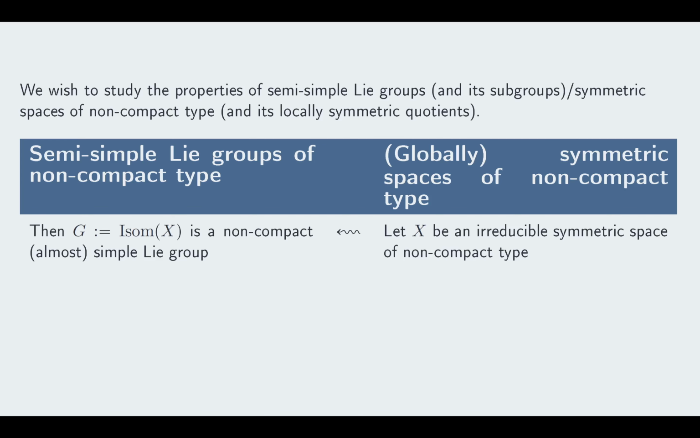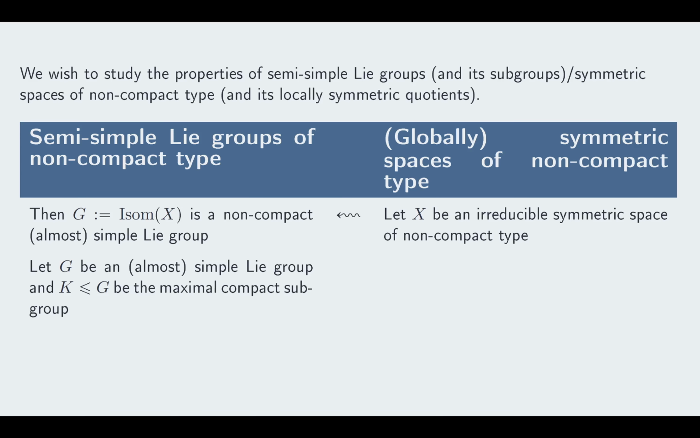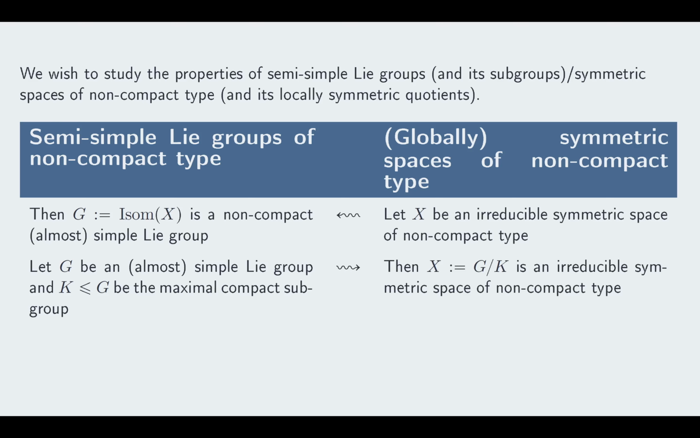And there is a one-to-one correspondence between these objects. If I take an almost simple Lie group G and its maximal compact subgroup K, then G quotient K is a homogeneous manifold. I can put a Riemann metric there such that it will become an irreducible symmetric space of non-compact type. For example, a real hyperbolic space has its isometry group to be this matrix group, the group of orthogonal matrices which preserves the symmetric non-degenerate bilinear form.